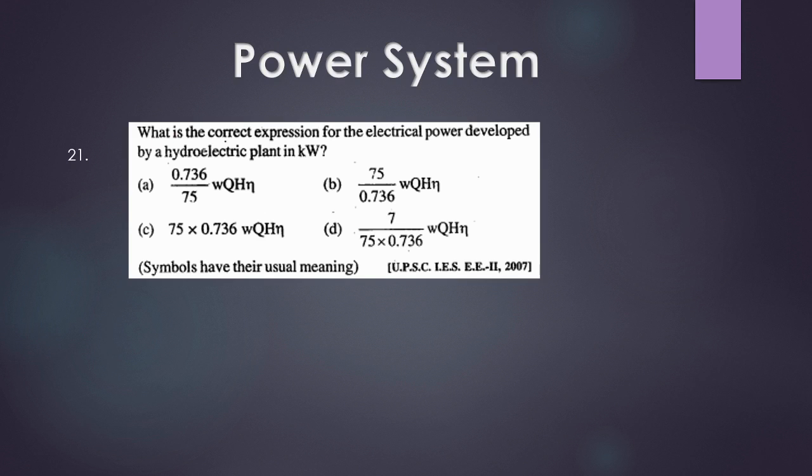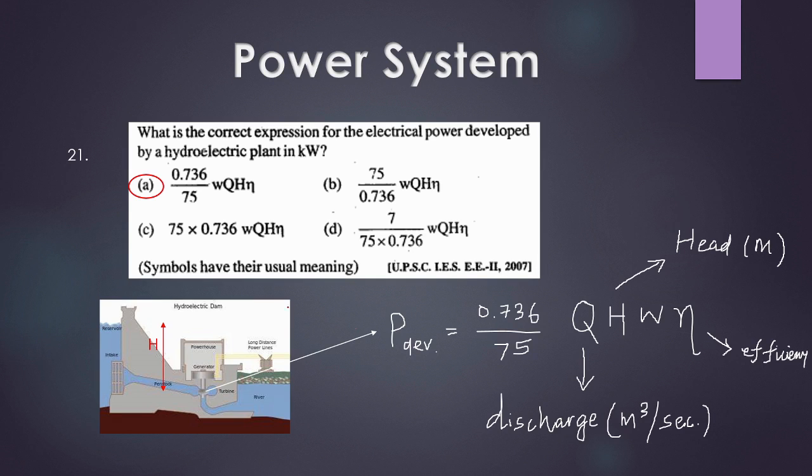It is saying: what is the correct expression for the electrical power developed by a hydroelectric plant in kilowatt? This is an IS question. Let's see what is the answer. P developed equal to 0.736 by 75 QHWN, where Q is the discharge expressed in meter cube per second, H is the head of the water, and N is the efficiency. So it is matching option A. Option A is the answer.